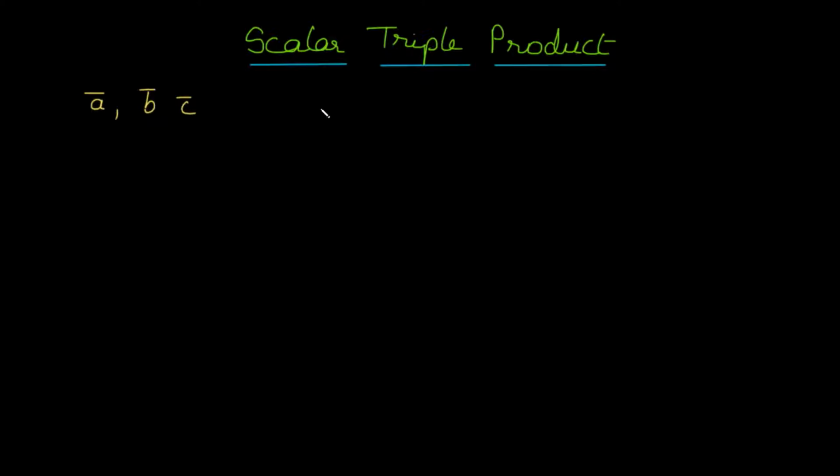We know that if we take B cross C, then this is a vector which is perpendicular to both B and C. Now, suppose we take the dot product of A bar and B cross C. Okay, we take the dot product of these two vectors. Then what we obtain is known as the scalar triple product of the three vectors.